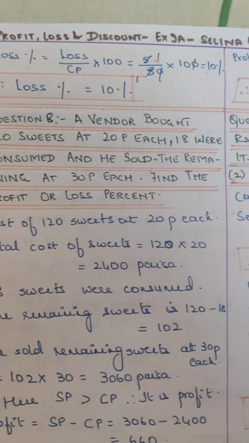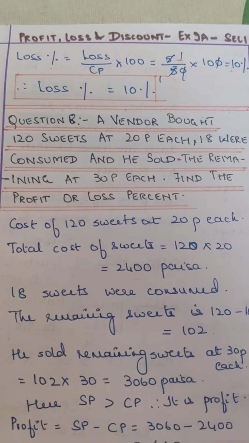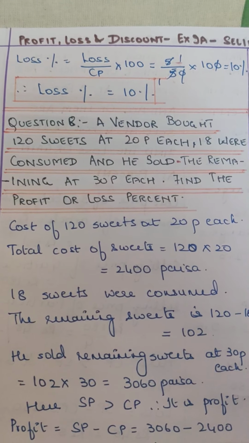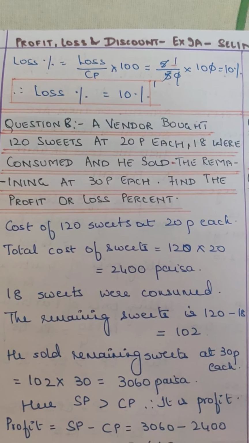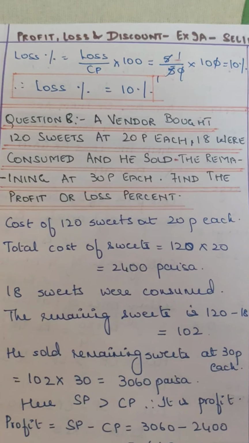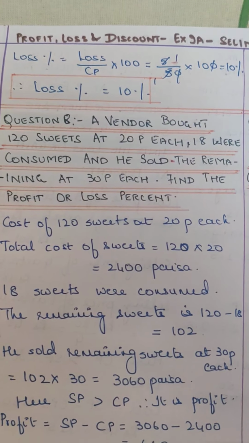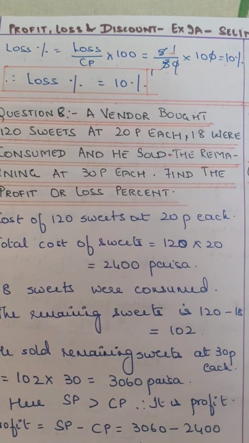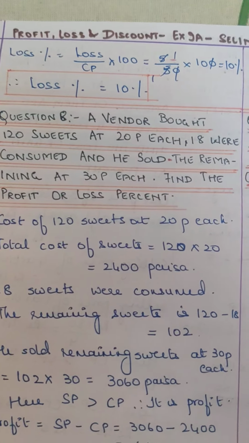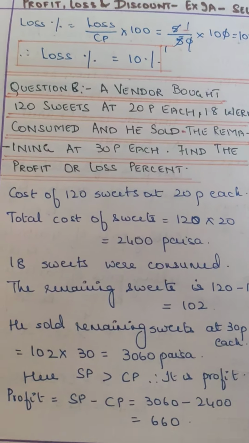Let's quickly move on to question number 8. A vendor bought 120 sweets at 20 paisa each. 18 were consumed and he sold the remaining at 30 paisa each. Find the profit or loss percent. Cost of 120 sweets at 20 paisa each. Therefore, total cost of sweets will be 120 into 20, that is 2400 paisa.